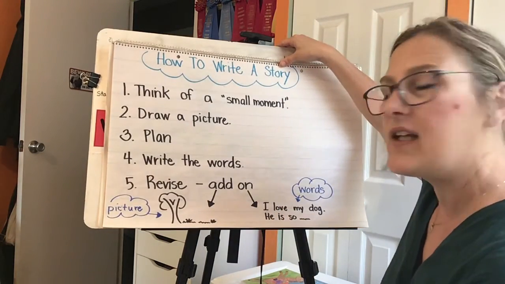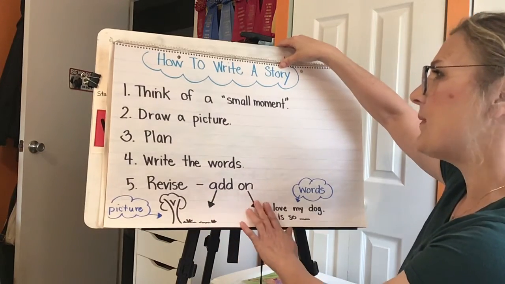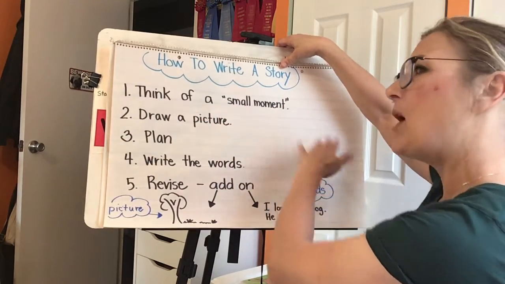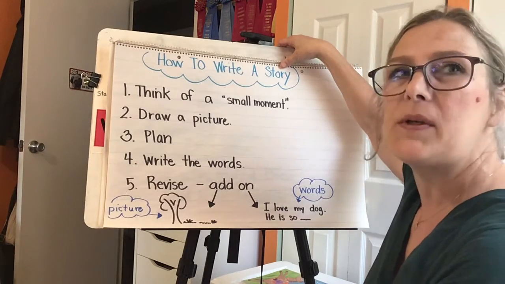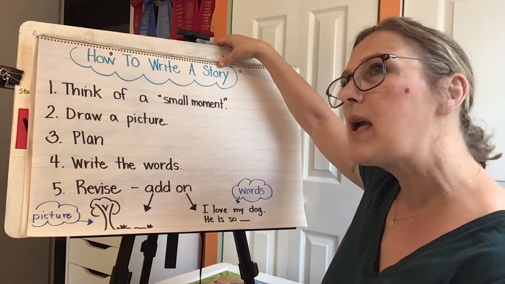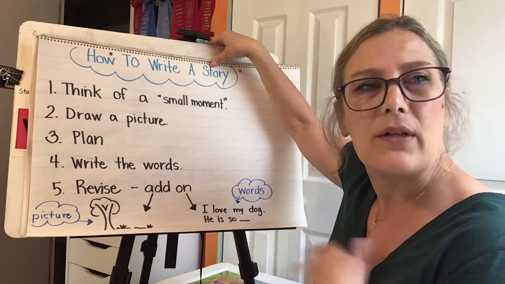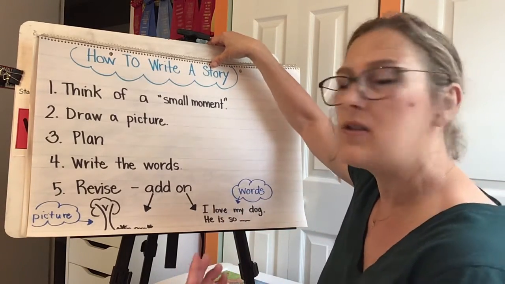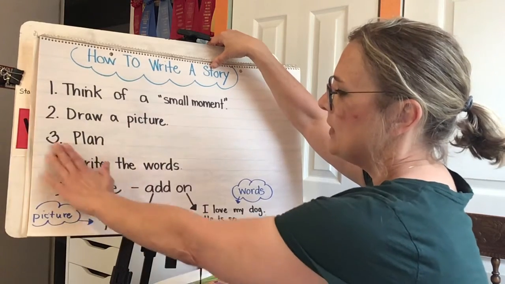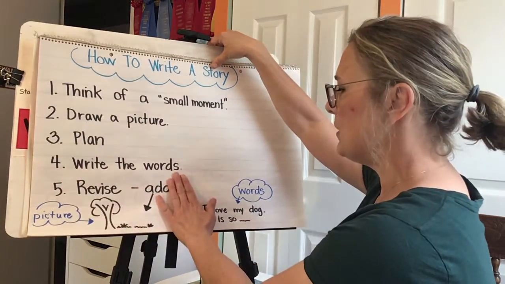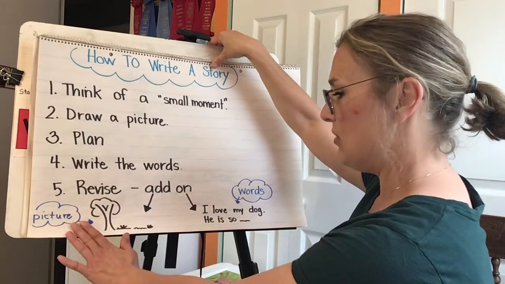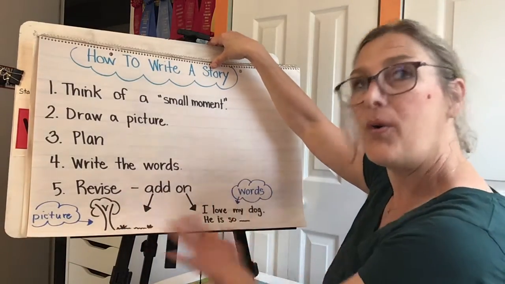Okay, before I get started on my story that I want to share with you today, let's look back at our chart that I added the revise or add on part. We all know the parts to a story, how to write a story. First, you think of a small moment, and a small moment just means something that you experience that you want to write about and share about. Okay? Doesn't have to be a big long story, but by adding a lot of details to this small moment or experience, you're telling the reader about your experience. So first you think of a small moment, you draw the picture, you plan what you want to say, you write the words, and then you go back and reread it and revise and add more details either to your picture or to your words or both of those things.